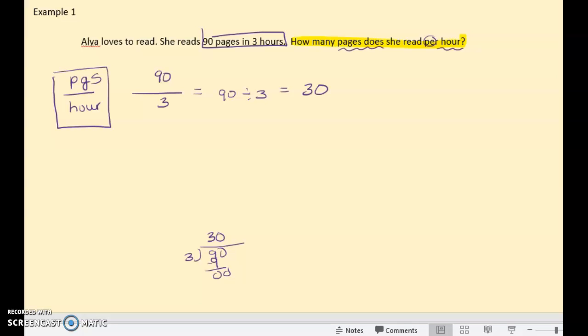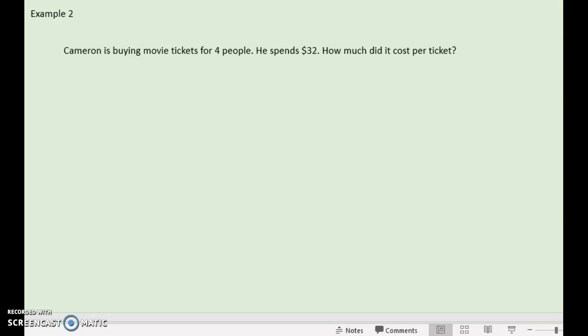And since it's a rate, we need 2 units, or 2 words that come after it. Now, we can tell what those words are by whatever we wrote in the unit box. So we're literally just copying this. We're going to write pages per, that fraction bar means per hour. So we're going to write pages per hour. All right, let's try the next one.